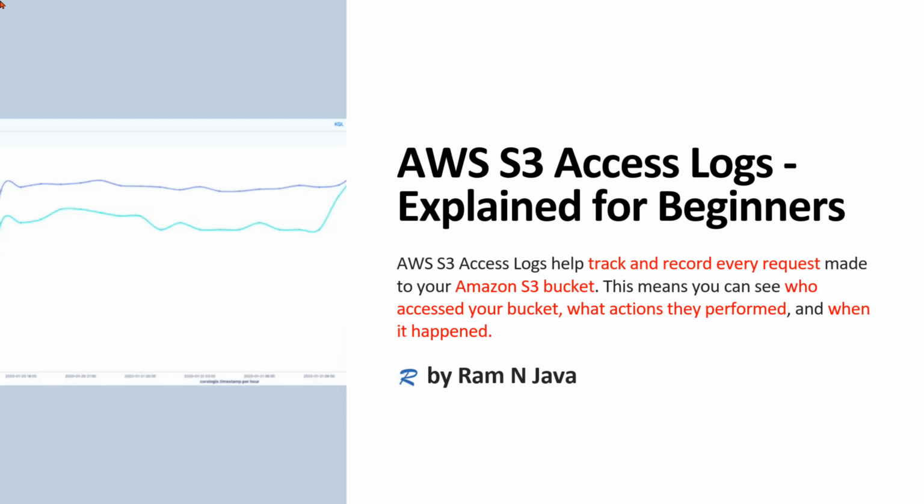This video tutorial I will explain AWS S3 Access Logs. AWS S3 Access Logs help to track and record every request made to your Amazon S3 bucket. This means you can see who accessed your bucket, what actions they performed, and when it happened.